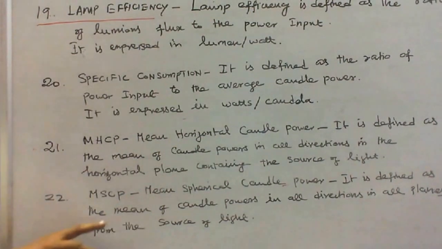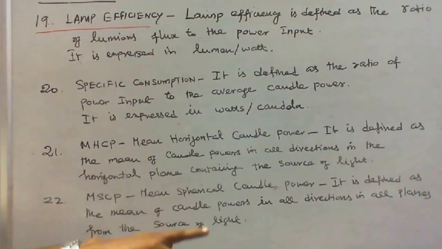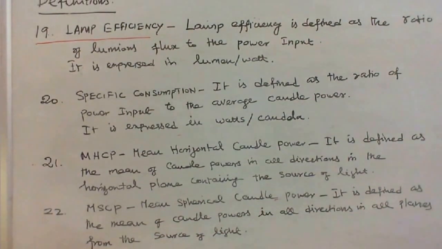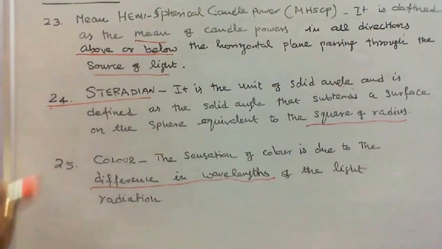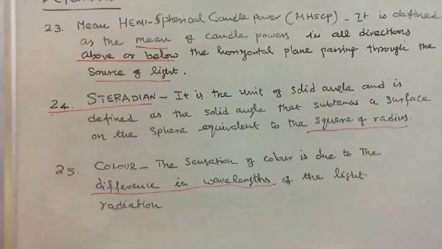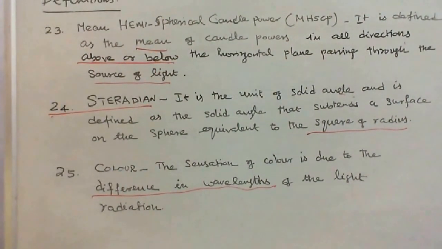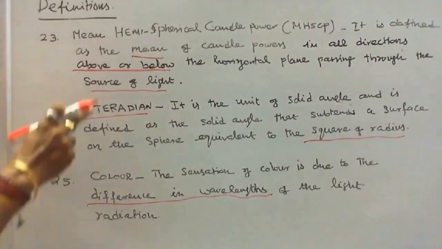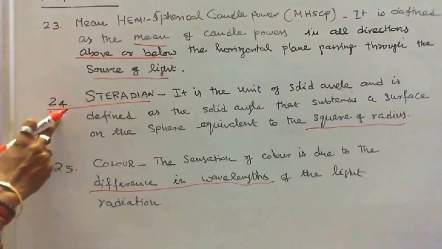It is defined as the mean of candle powers in all directions in all planes from the source of light. The 23rd term is mean hemispherical candle power, MHSCP. It is defined as the mean of candle powers in all directions above or below the horizontal plane passing through the source of light. The 24th term is steradian.